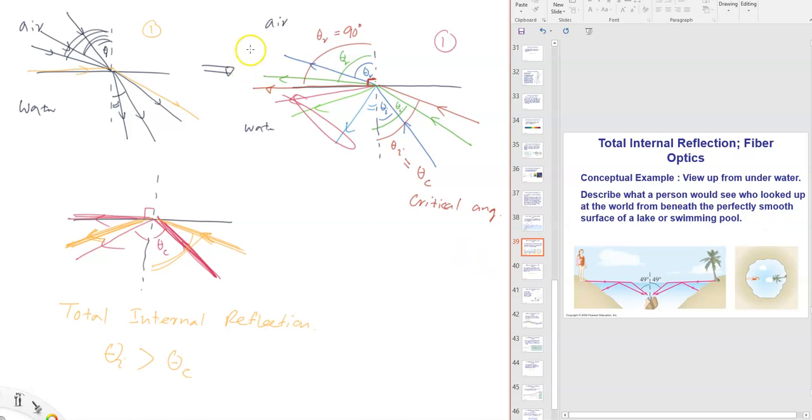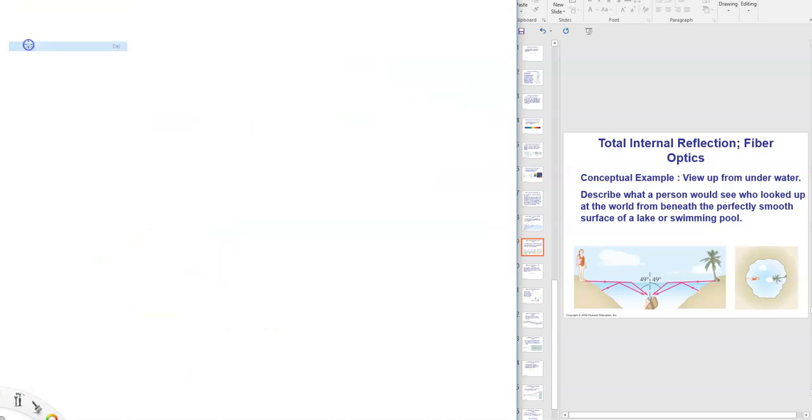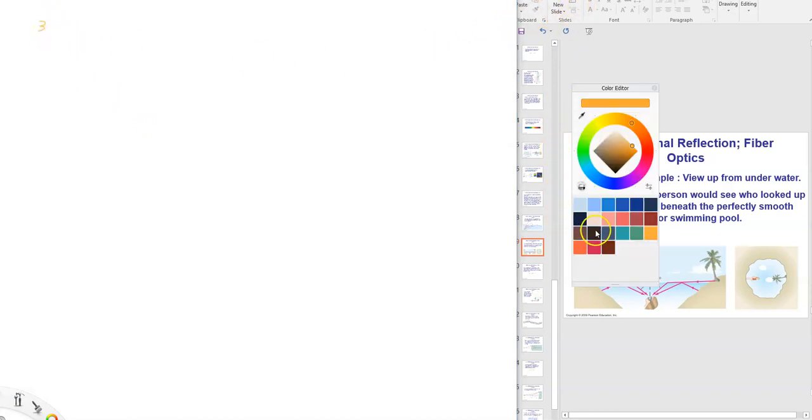Alright, so let's see what happens to Snell's equation in this case. I'm going to clear this. I'm going to draw a diagram. Let's see what color. Okay, I need to change the color.